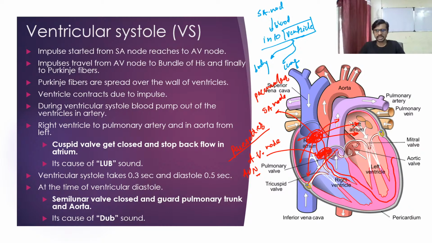Okay, so in the last lecture, if you don't know, please see my last lecture. It was about how the signal moves from one point to another point. Because of that, when the AV node gets activated, it signals toward the Purkinje fibers, and the Purkinje fibers are spread all over the wall of a ventricle, and that's why there is a contraction due to the impulses in the wall of a ventricle, and the blood is pumped out of the ventricle into arteries.